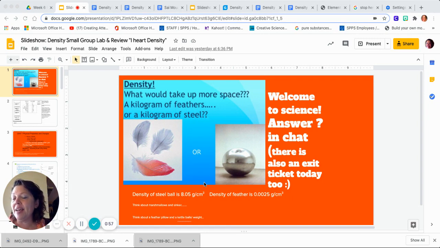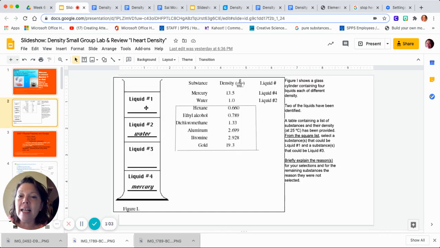of each of them? Okay, and then we went through this right here, which was to talk about what would be liquid 1 and liquid 3. So if we look at liquid 2, it's water, and the water is 1 gram per milliliter, whereas the mercury is 13.5 grams per milliliter. And what would be liquid 1 and liquid 3? So if we look here in this box, and from the square list, we want to select that. Liquid 1 would have to be lighter. It'd have to float on top of the water. And so we take a look at the water. It's 1 gram per milliliter. So it could either be hexane or ethyl alcohol.